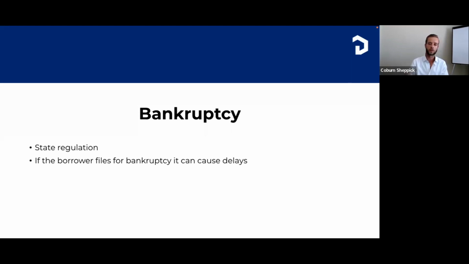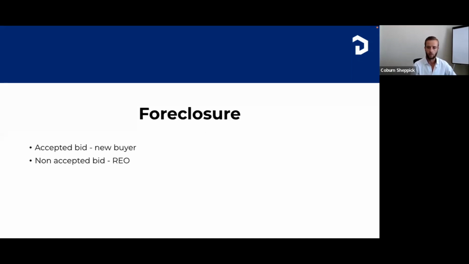But knowing where this fits in, it causes delays to the lender, and it causes delays to the foreclosure process. So once a foreclosure happens, that opportunity pretty much closes, unless you're a foreclosure investor, of course. So if there was a bankruptcy, the next phase of this life cycle would be the foreclosure process. And so what does that look like?